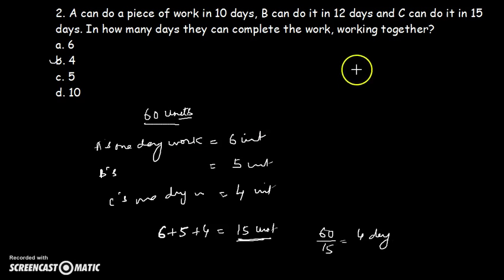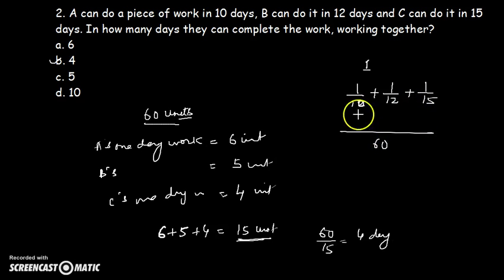You could also take the work to be of 1 unit. It's just that it will prolong the calculations and the time taken to solve the question. You can find A's 1 day work to be of 1 by 10, and B is 1 by 12, and then C is 1 by 15, and then do an LCM. So you will see that this is 1 by 4.